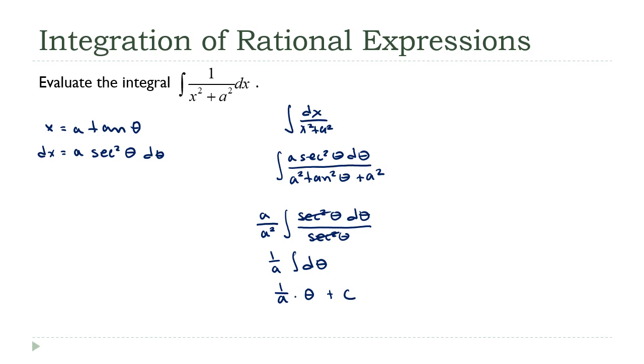And if we jump back over here to our original substitution, tangent of theta is x over a, which means theta is the inverse tangent of x over a. So this becomes 1 over a times the inverse tangent of x over a plus a constant. There you go. There's our result.